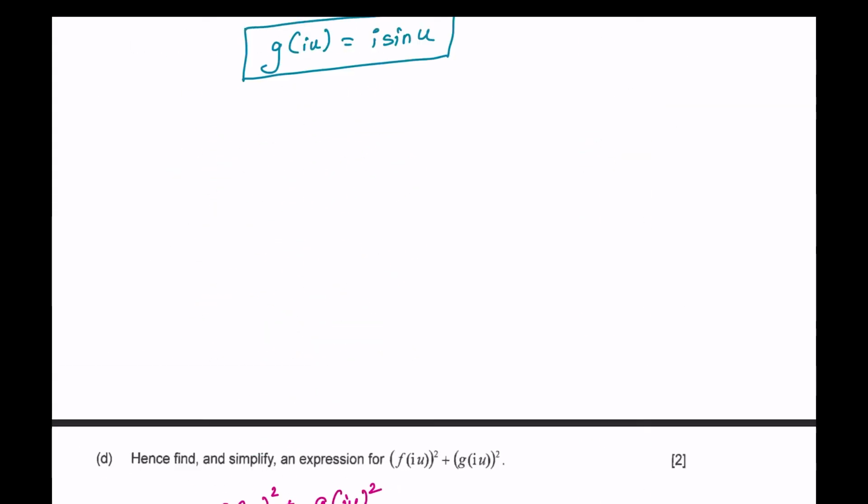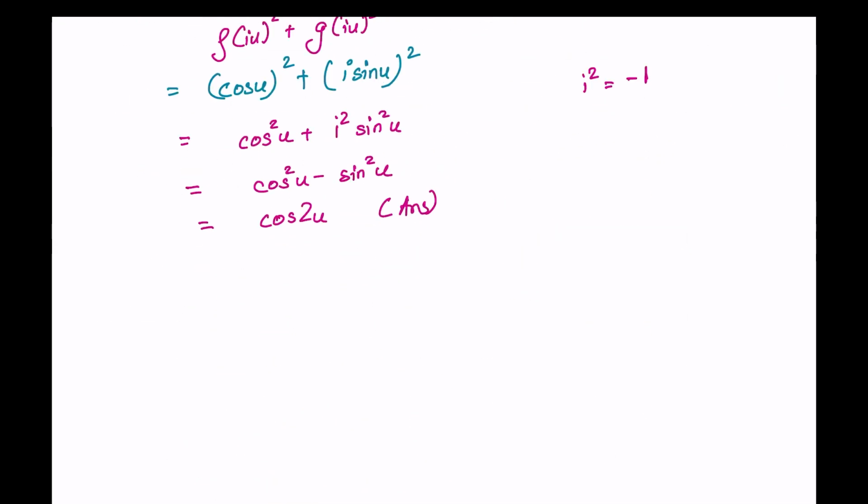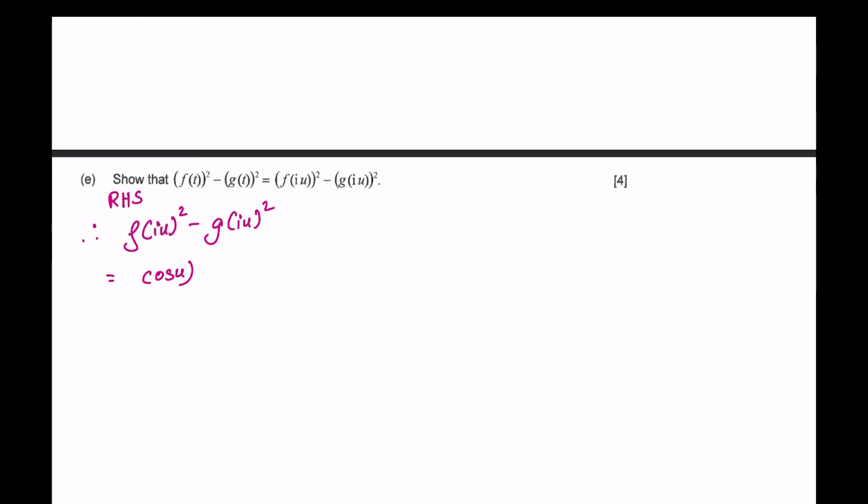Now moving on to part E, we have to show that f(t) squared minus g(t) squared will be equal to f of iu squared minus g of iu squared. Let's find out the RHS first. So f of iu whole squared minus g of iu whole squared. How much will it be? f of iu was cos u, while g of iu was i sin u. Let's plug in these values. This is cos u whole squared minus i sin u whole squared. Now this becomes cos squared u, and this becomes i squared sin squared u.